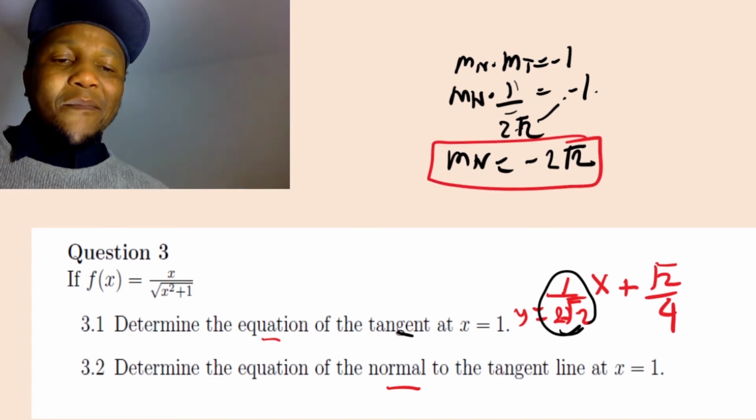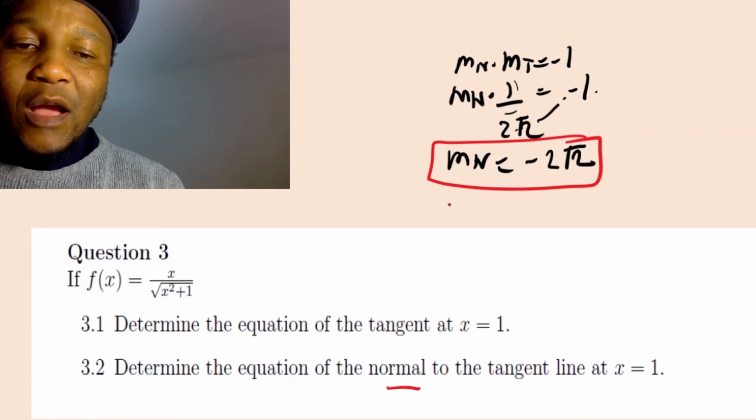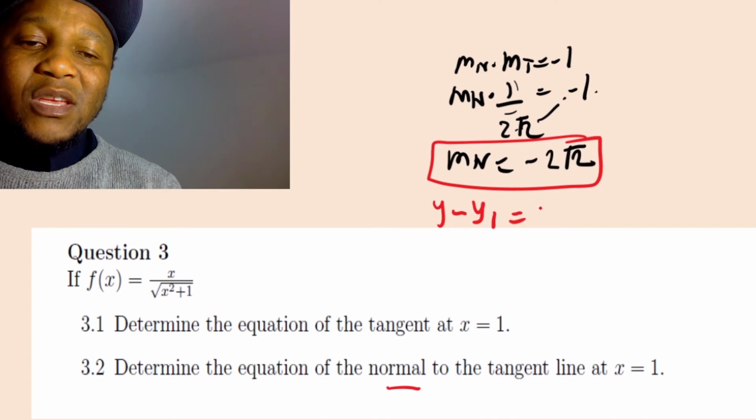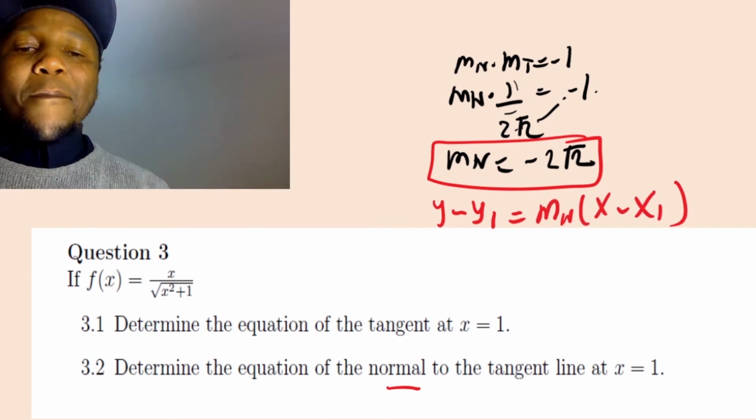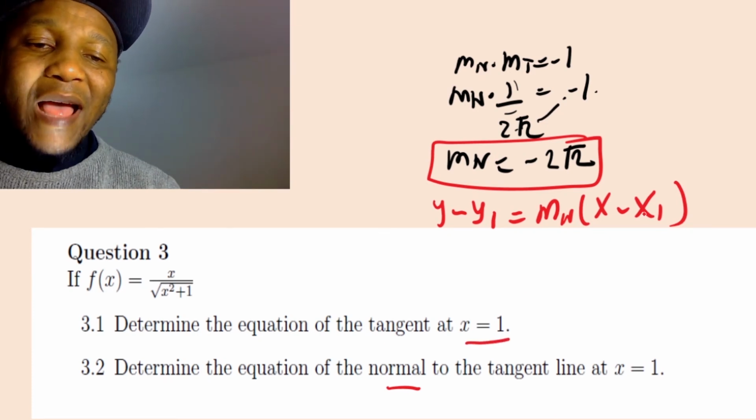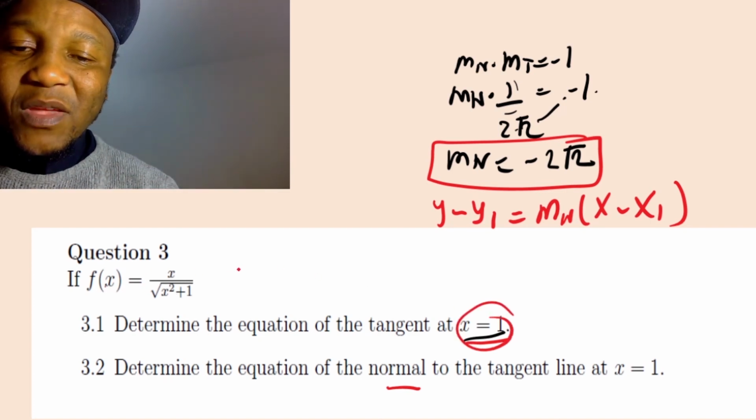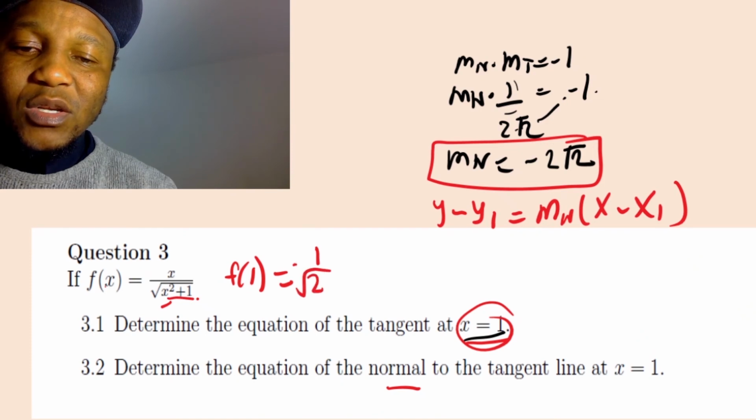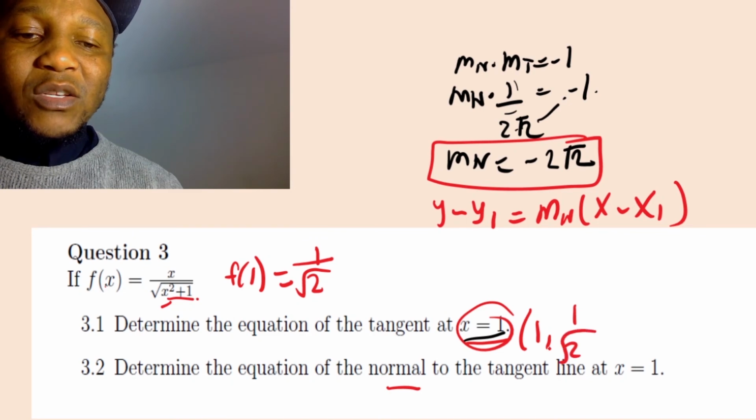So then we can just finish up. We can simply say y minus y1 equals the slope of the normal times x minus x1. Remember, x1 we got equal to 1, but we don't have y1. So take this value of x and substitute in here. f of 1 equals 1 over, plugging in 1 squared plus 1, which equals 2 square root of 2. So when x equals 1, y equals 1 over 2 square root of 2.